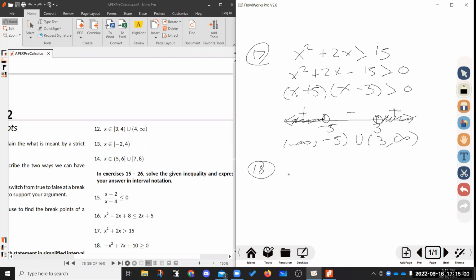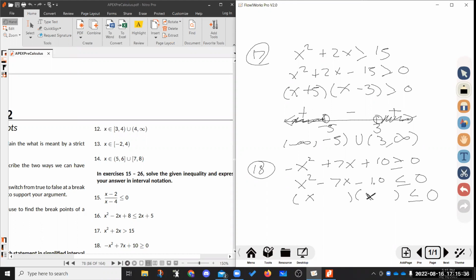18. -x squared plus 7x plus 10 is greater than or equal to 0. I don't want a -x squared, so I'm going to divide by a -1 for everything. When I divide or multiply by a negative, it's going to change the direction of the inequality sign. So that's going to change from greater than or equal to, to less than or equal to. I alternatively could have just factored a -1 out, but that's harder to keep track of.